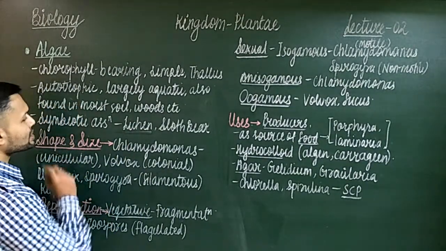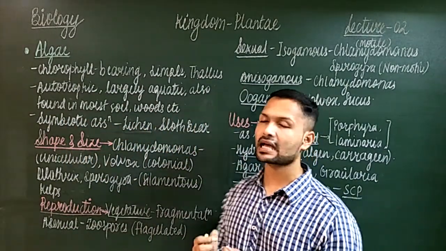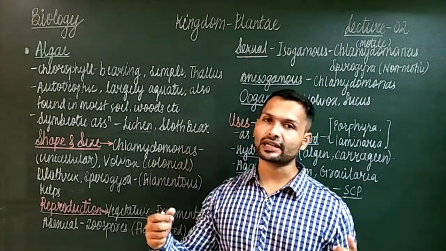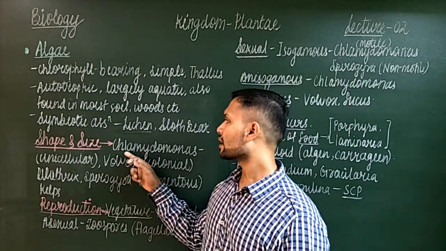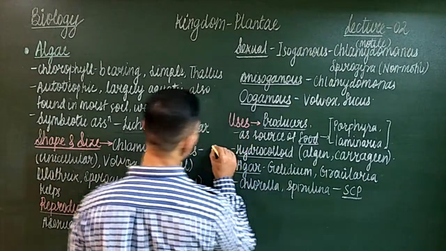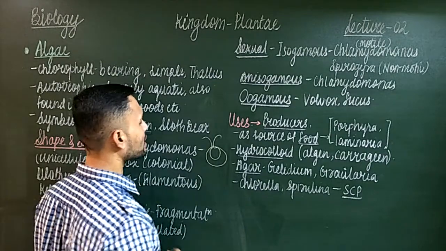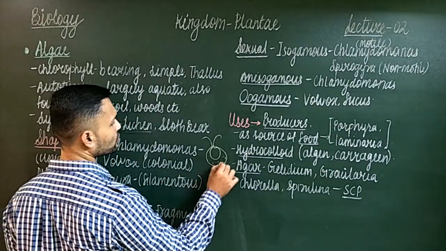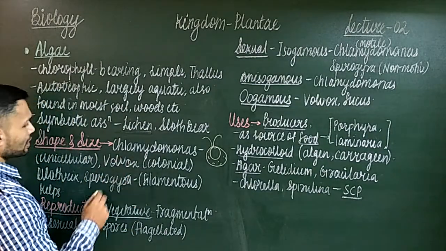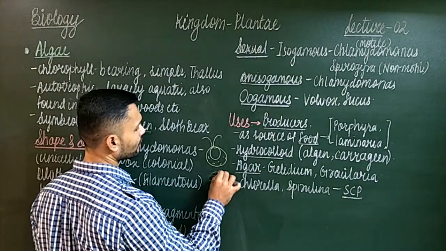Okay. Next one is shape and size. So as I told you, they can be found in various shapes and sizes. They can be as small as microscopic. Some can be up to meters and meters of length. For example, Chlamydomonas. These are unicellular, which look somewhat like this. There are some unicellular algae which also have flagella, and they have photosynthetic pigment. So they are Chlamydomonas. Even Volvox is small.